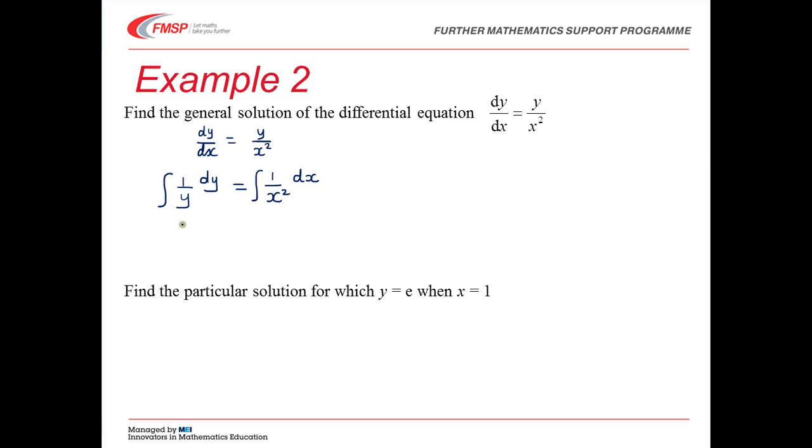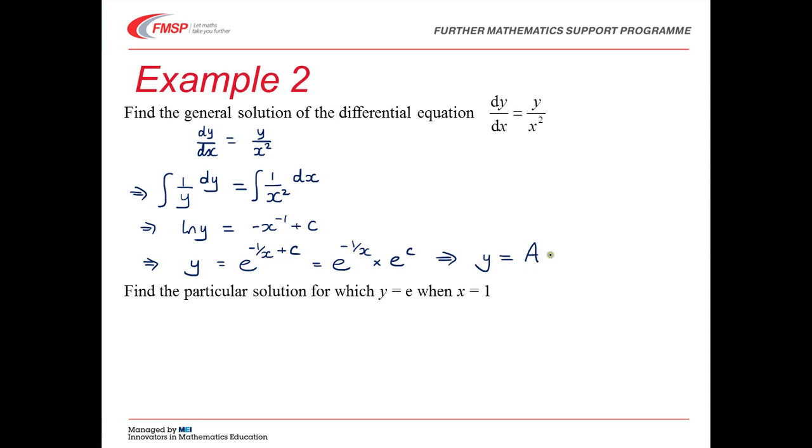Integrating 1 over y gives me log y. Integrating 1 over x squared gives me minus x to the minus 1 plus constant. Putting both sides to the power e, e to the log y is just y, and that equals e to the minus 1 over x plus c. As before, that's e to the minus 1 over x times e to the c, and we replace e to the c with a different constant a. So I end up with y equals a e to the minus 1 over x.